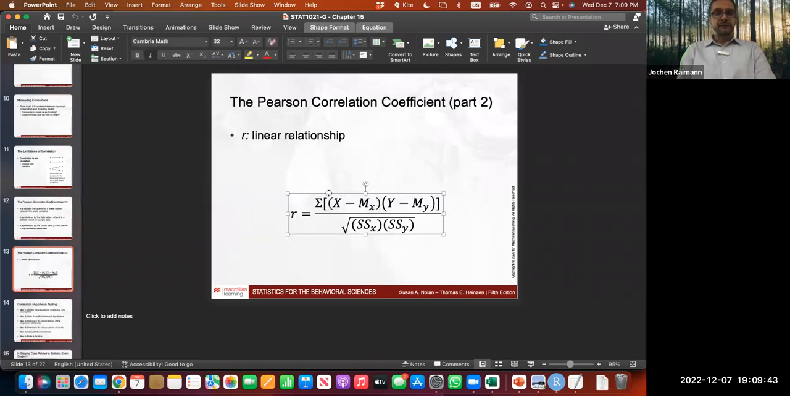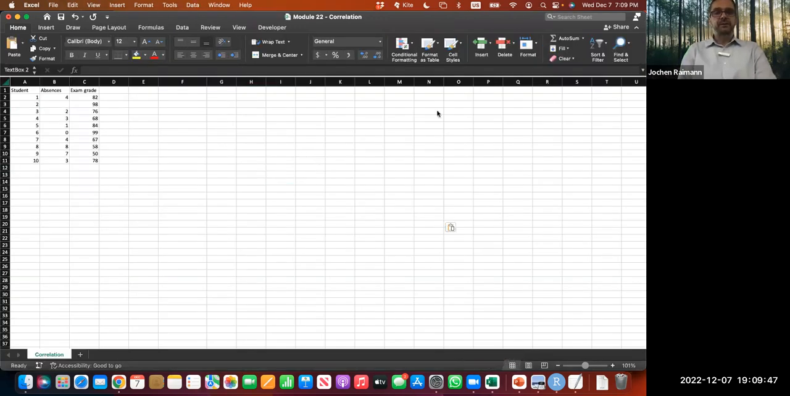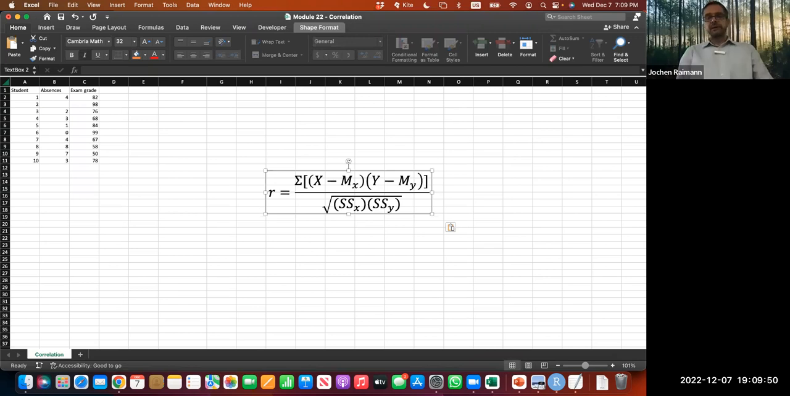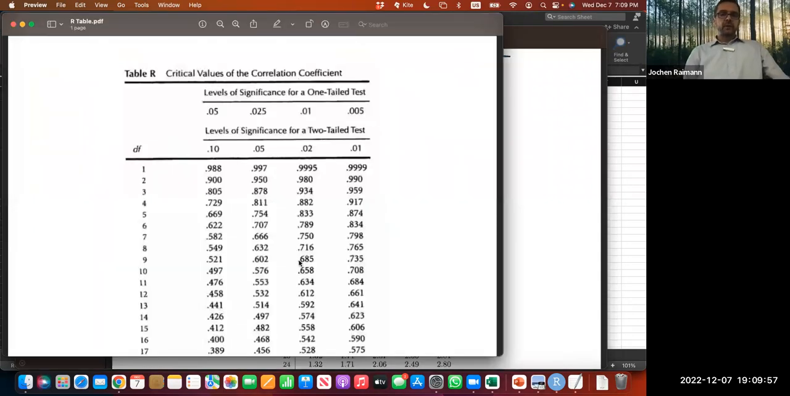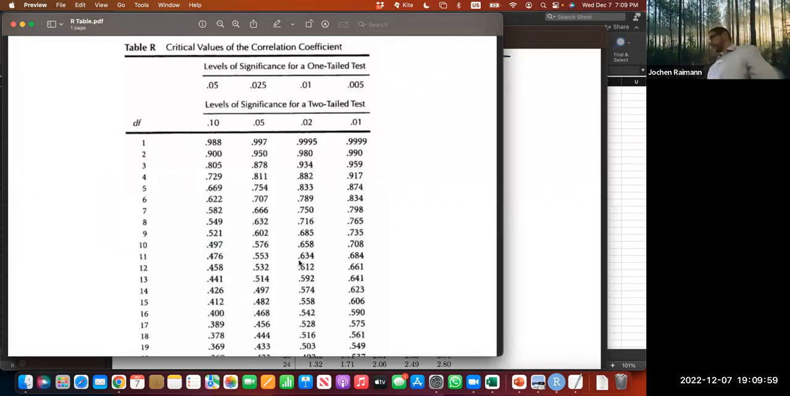So we have now here our R formula, just copying this in here. We have it here, and this is posted on your module. We have an R table. The R table will show you the levels of significance for the two-tailed test in a correlation. So what it essentially does is give you a significant R value.